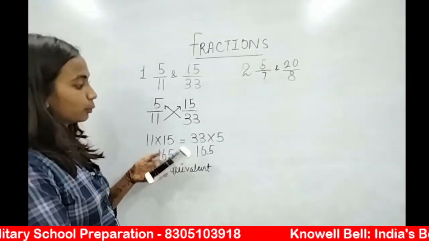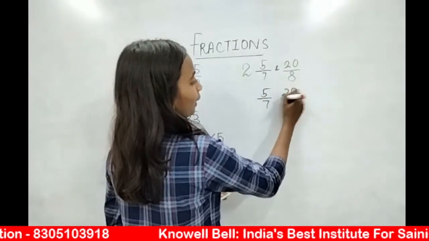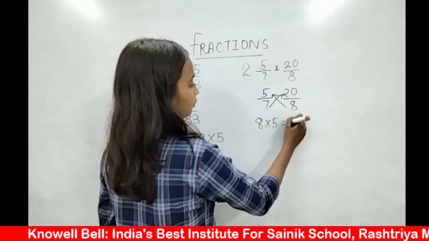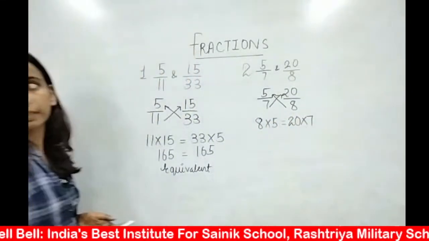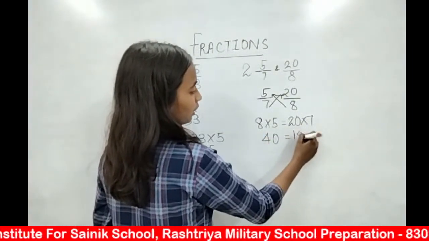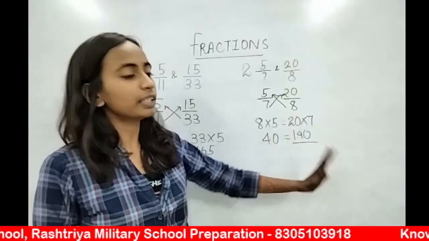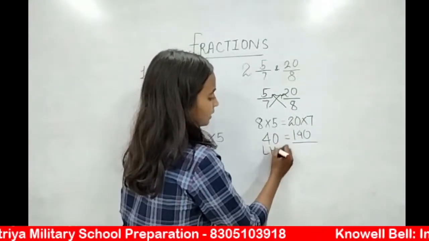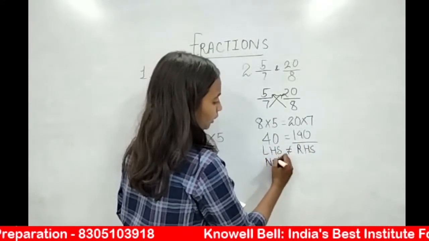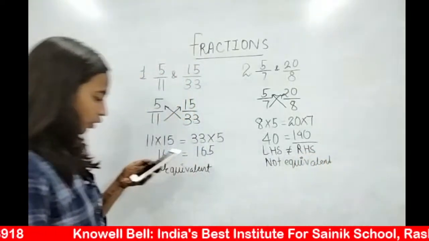For the second one, okay, Shri Lakshmi, yes, for the second one, 5 by 7 and 20 by 8. Cross multiply it again. 8 multiplied by 5, 20 multiplied by 7. 8 5s are 40. 7 2s are 14 and 140. So यहाँ पे left hand side is unequal to right hand side. LHS is unequal to RHS. So this is not equivalent. This set of fractions is not equivalent.